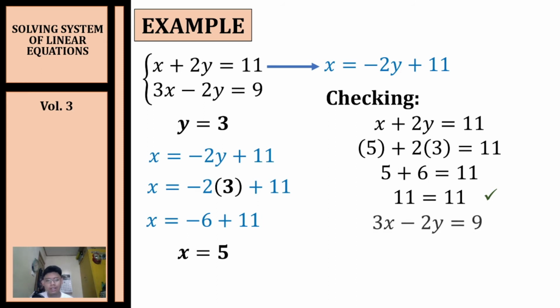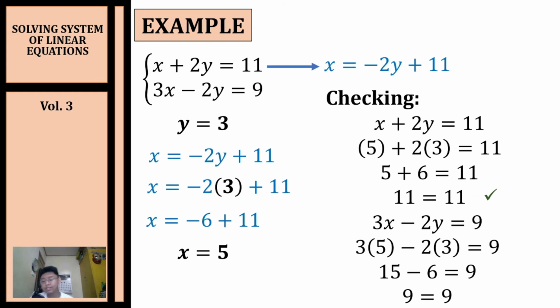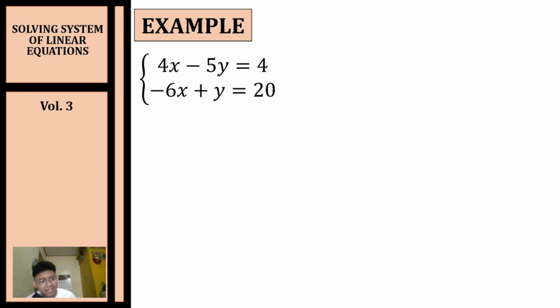What about our second equation? Let's substitute our x and y to this. So simplify and then combine like terms. We will have 9 is equal to 9. So it also satisfies our second equation. Therefore, we can now conclude that our solution, or the point of intersection of these two linear equations, will be at (5, 3).